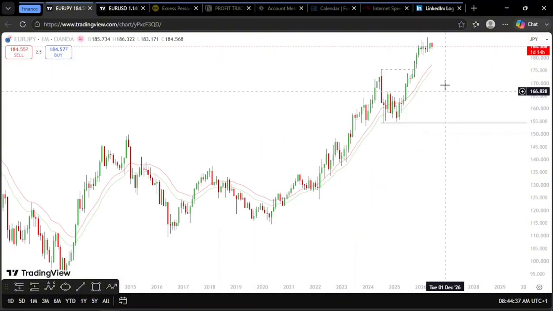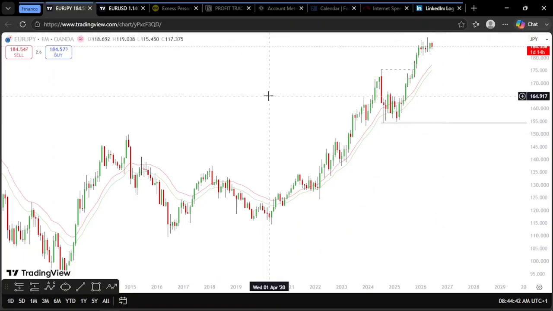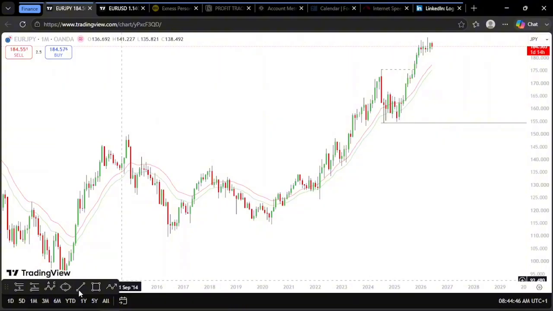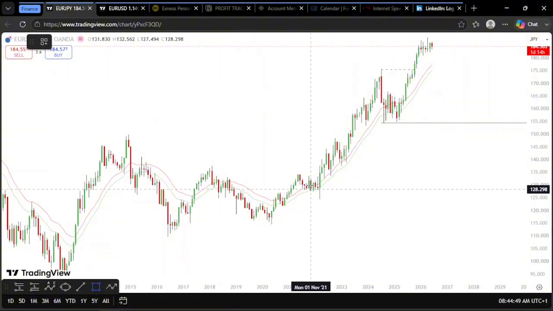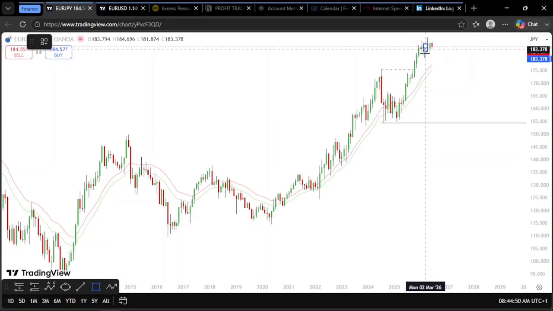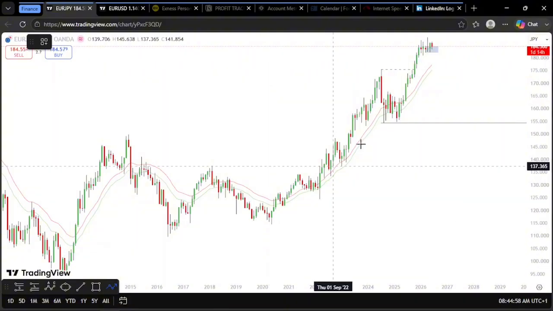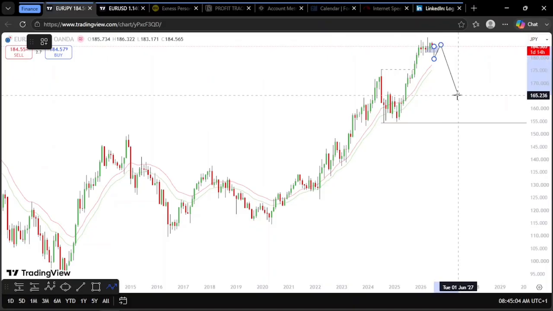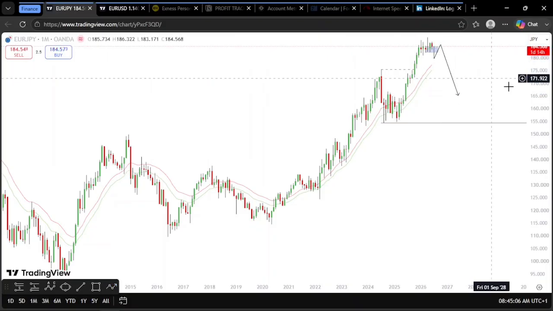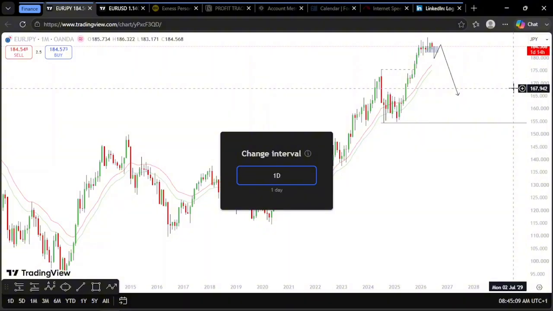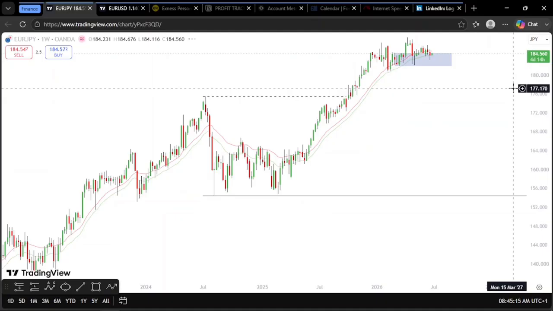So on the monthly time frame, what we are going to be looking for is for price to break this, have a retracement, then we can look for a sell opportunity. But for now, there's nothing like that. So we go to the weekly time frame.